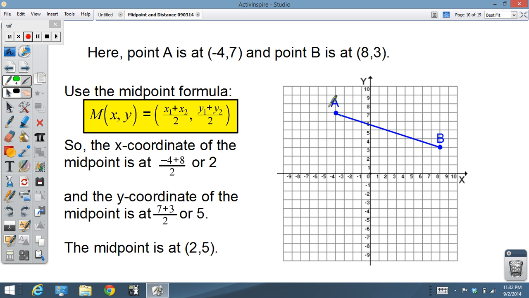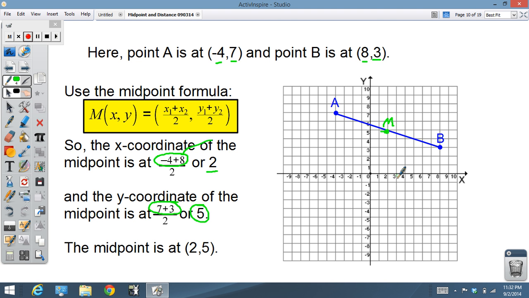So, for this particular line here, A is at -4, 7, B is at 8, 3. Using this formula, we take the average of the x coordinates, the -4 and the 8, and we plug them in right here, divide by 2, and we find the x coordinate of the midpoint is 2. Same thing is going to happen with the y coordinates. Y coordinates are 7 and 3. Add them up, divide by 2, we get 5. Therefore, the midpoint is at 2, 5.